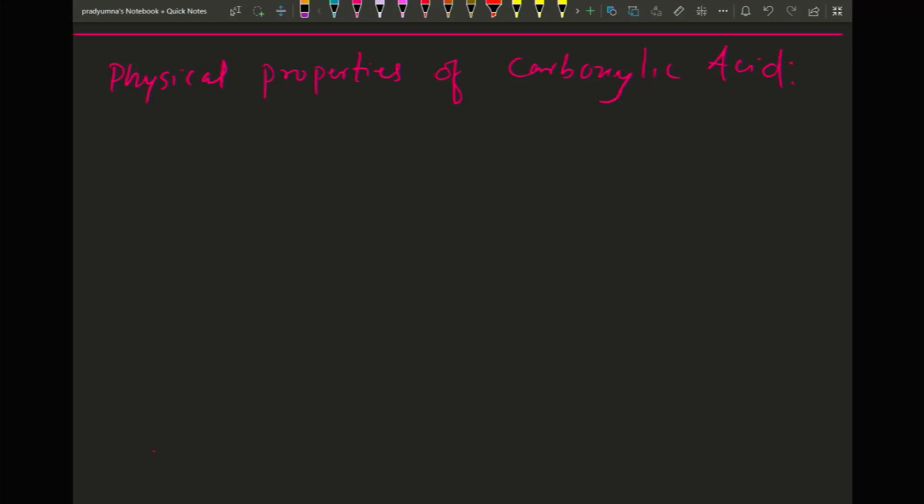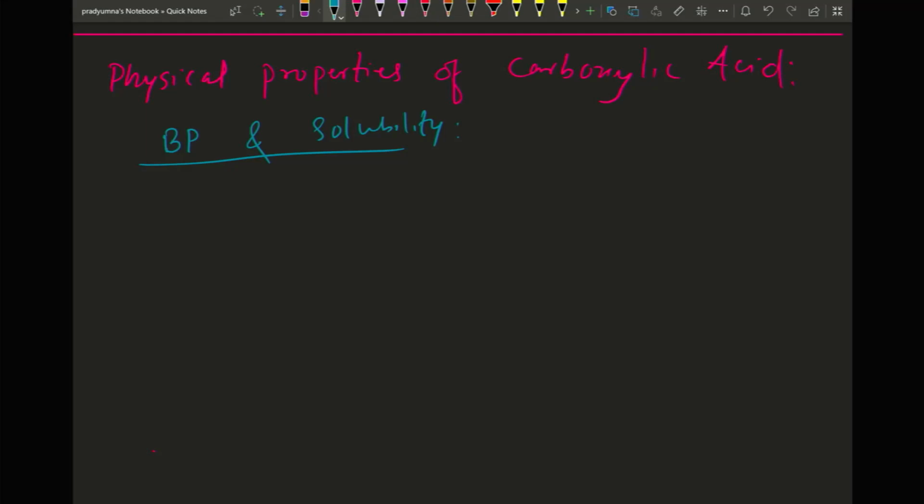Hello everyone. In this video we will discuss physical properties of carboxylic acids. So physical properties, so far what we have been discussing, two of them. One is your boiling point and another one is your solubilities. So we will discuss these two properties here for carboxylic acids as well.